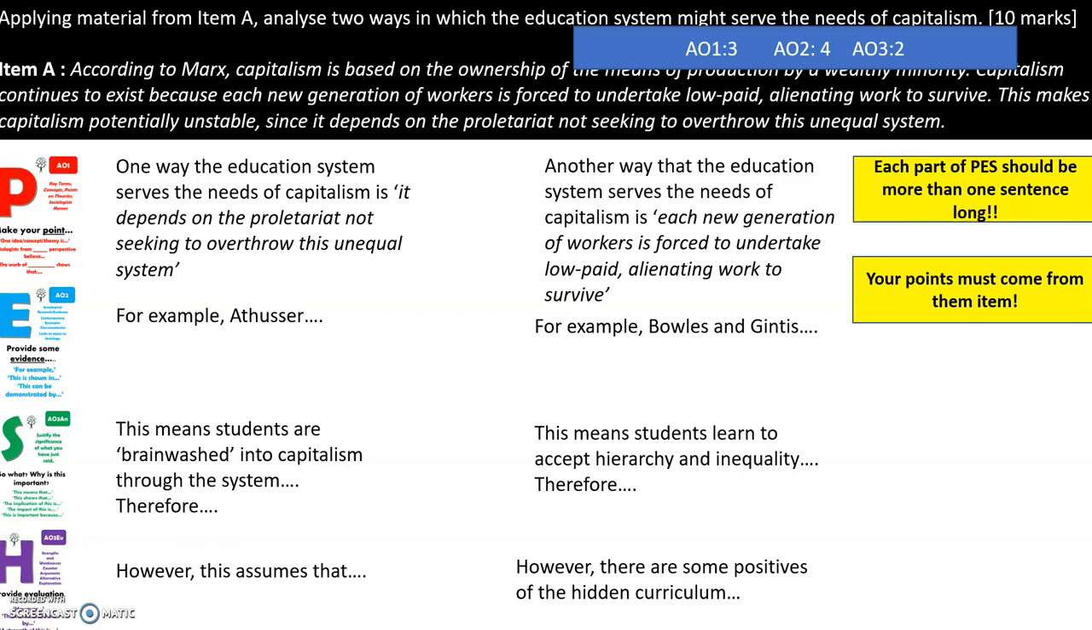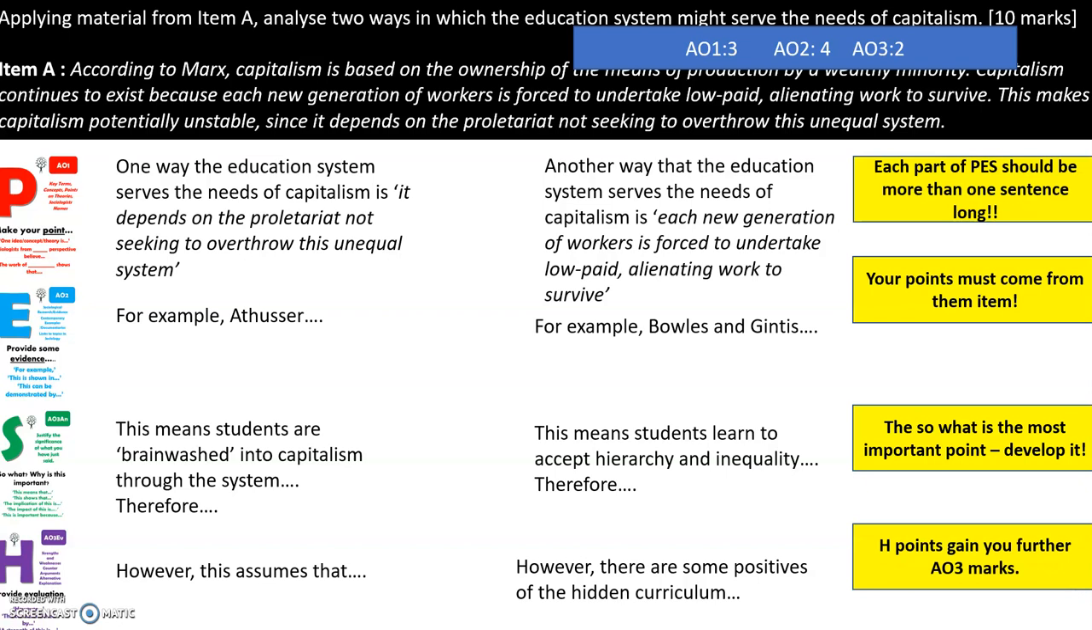Your points have to come from the item. They have to. You need to quote the item as much as you can in your answer to show that you've used it. The so what point is really important, because that's what links it and makes it clear that you've answered the question. So really, really do develop that point. And then your evaluation points can gain you further marks for AO3.